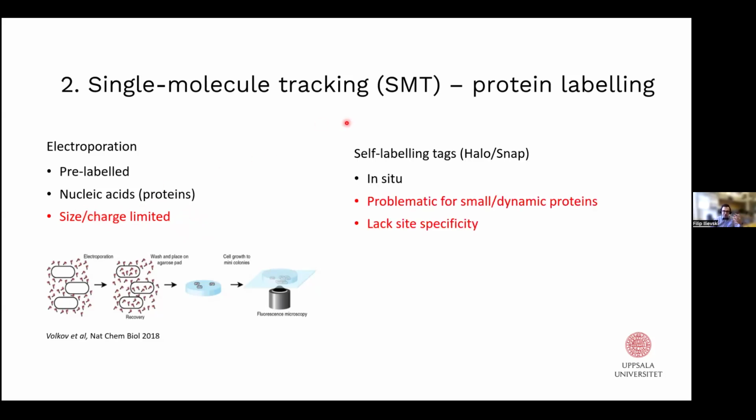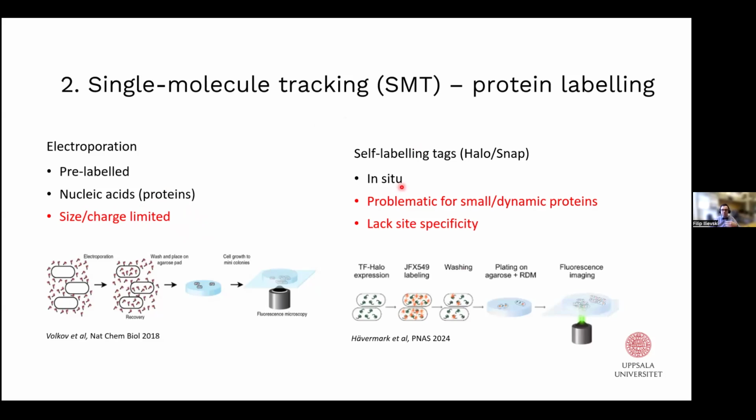Or you can use so-called self-labeling tags, where basically you label molecules in the cell. This has been shown on a couple of instances, so it works pretty robustly. The protein is expressed with this label. You add a color or a dye, you wash it out, and basically you have the same behavior experimentally, similar to what you would do with electroporation.